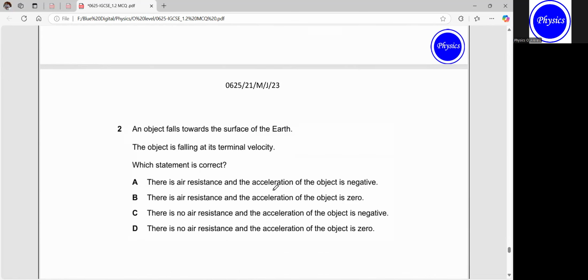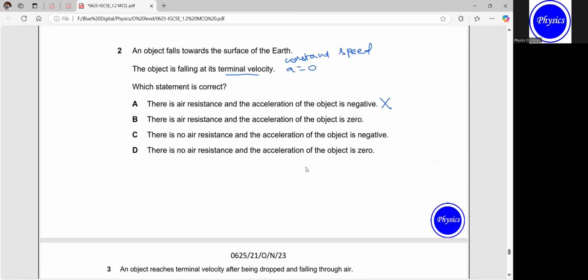An object falls towards the surface of the earth. The object is falling at its terminal velocity, a equals 0. Okay, terminal velocity is constant speed. Which statement is correct? There is air resistance and the acceleration is negative? No, terminal velocity is constant speed. There is air resistance and the acceleration of the object is 0. Yes, correct.